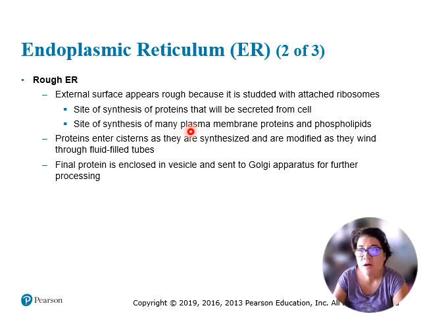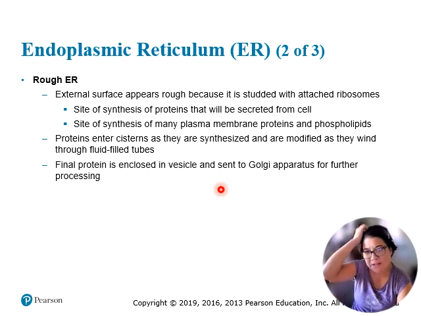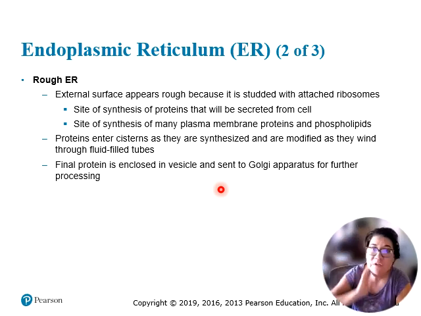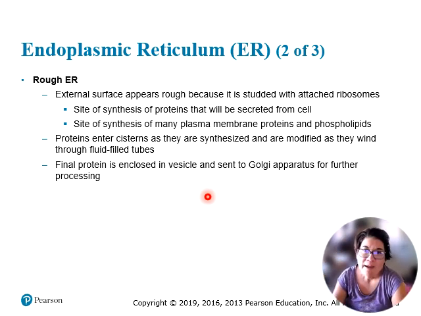And it also makes proteins. You know how the plasma membrane has little proteins embedded in it? That's where they are made too, and the phospholipids. And then they get processed later. So they're going to get enclosed into a vesicle, little membrane sac around them, and then they're going to go to the Golgi, and the Golgi is going to further process them.